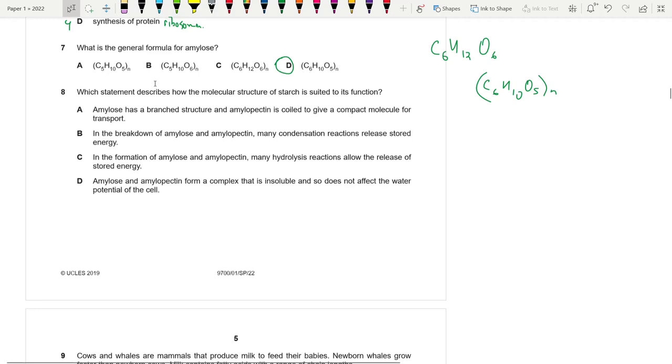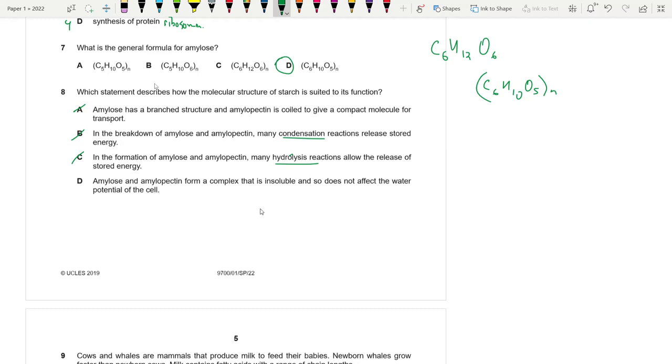8. Which statement describes how the molecular structure of starch is suited to its function? Starch is basically a storage carbohydrate. Amylose has a branch structure, and amylopectin is called to give a compact molecule for transport. It's not mainly used for transport. In the breakdown of amylose and amylopectin, many condensation reactions release stored energy. No. Hydrolysis reactions take place in breakdown. In the formation of amylose, many hydrolysis reactions allow. No. Many condensation reactions. Formation is condensation.